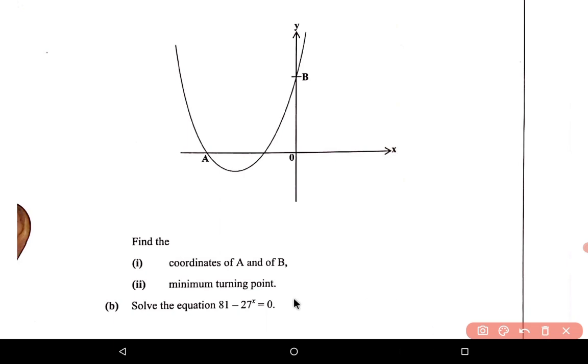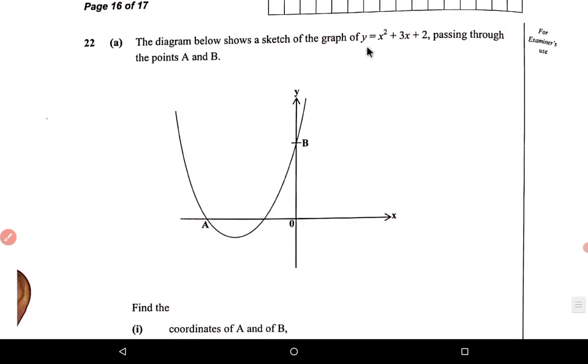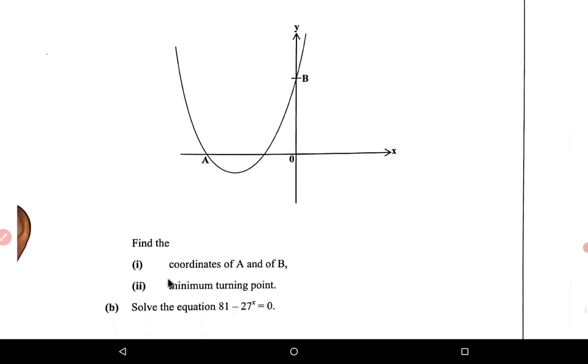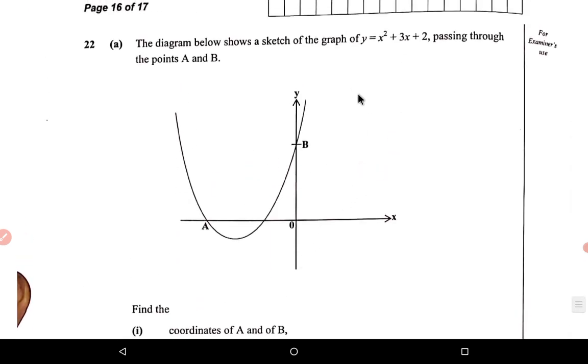So for the minimum turning point, here's what we are going to do. The equation is y equals x squared plus 3x plus 2. Here we are going to find the minimum turning point. To find it, we are going to write the equation. So our equation is y is equal to x squared plus 3x plus 2.